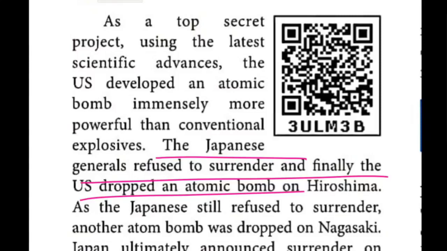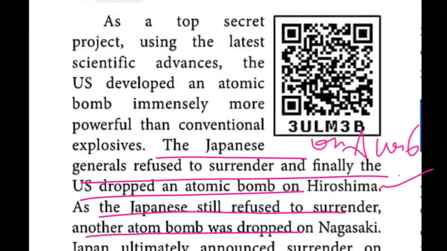On Hiroshima, on August 6, 1945. As the Japanese still refused to surrender, America again dropped the bomb, on Nagasaki. First bomb, on Hiroshima. The one word answer is August 6, 1945. Here it is not mentioned. Nagasaki, which date, in the sense? August 9.